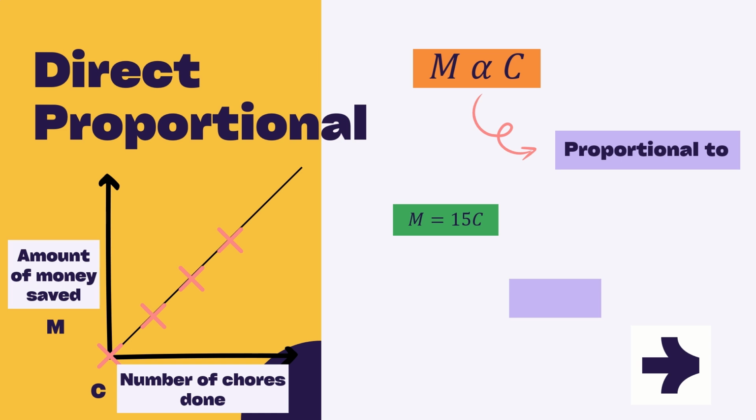This number 15 here is known as the constant of proportionality. So whenever two things are directly related, there's always a constant that you multiply one of them by to get the other one. It won't always be 15, of course, it just depends on the question. If you don't know the constant of proportionality for one of the questions, we usually use the letter K to represent it.